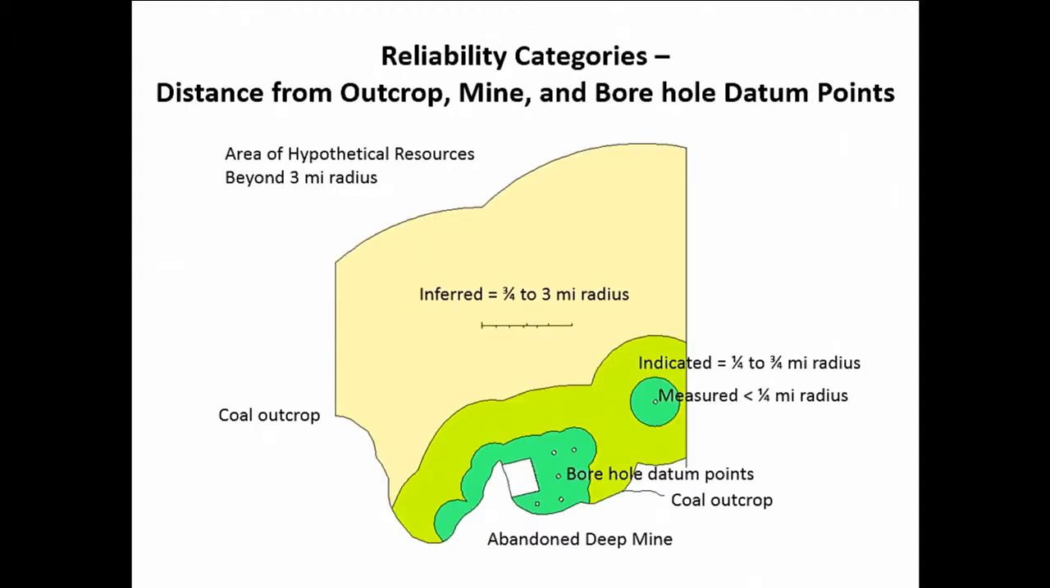Here's another view of the same. Again, this is just based on measurement from the outcrop. Nothing new or different here. It just shows the confidence intervals from the light green being a 1/4 mile, the measured, to the lime green, the indicated, and then the inferred in the tan.